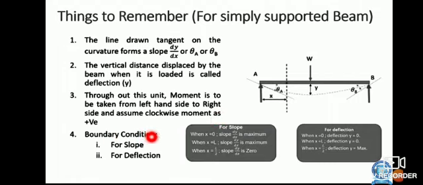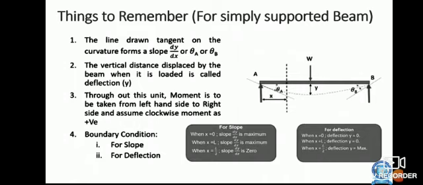Boundary conditions. First, for slope and deflection. For slope, when x equal to 0, the slope dy by dx is maximum. Again we apply x equal to L, so the total distance is L. When x equal to L, the slope dy by dx is maximum.